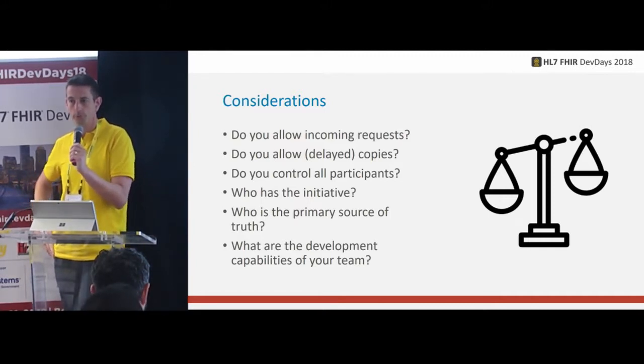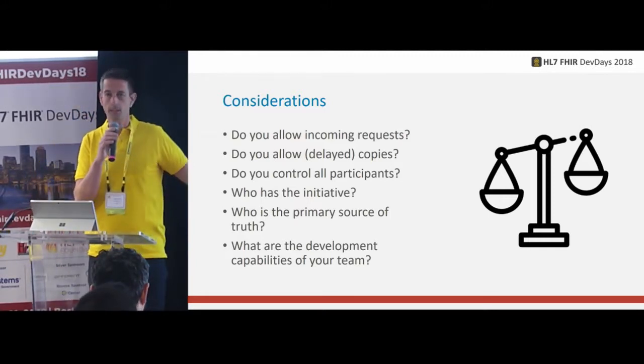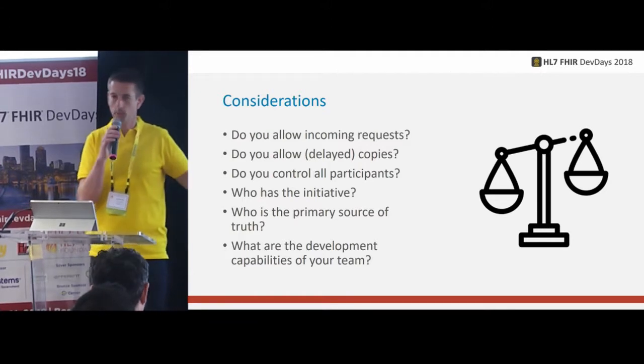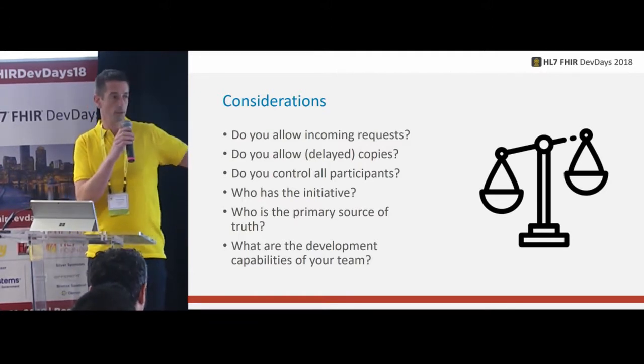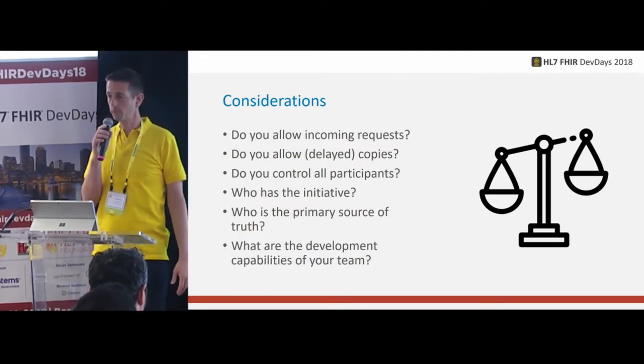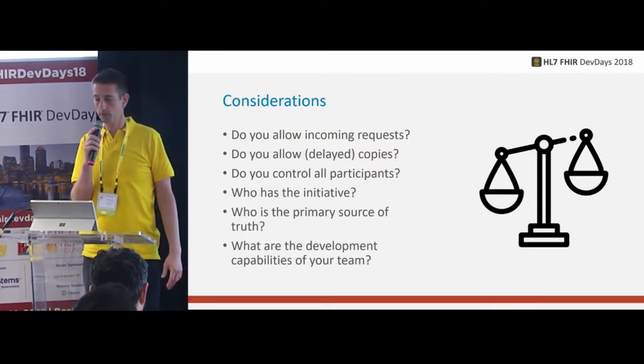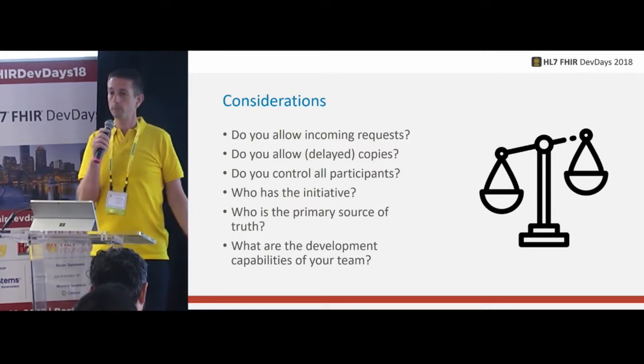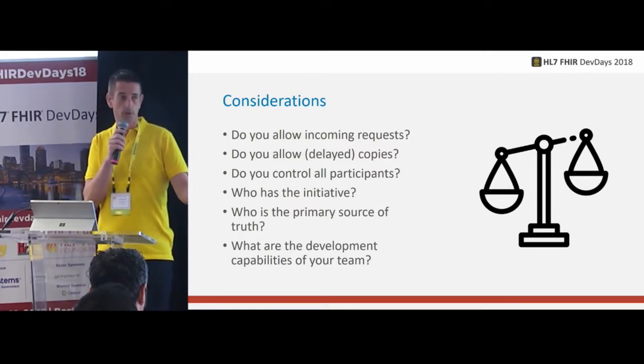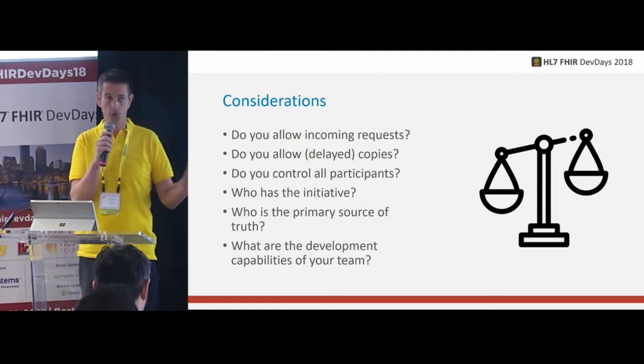Do you control all the participants? Because I sketched the systems, but I didn't really sketch where they are. Because in the external data reporting, you send it out of your organization and you don't control that side. If you control all the systems, you have a lot more choice.